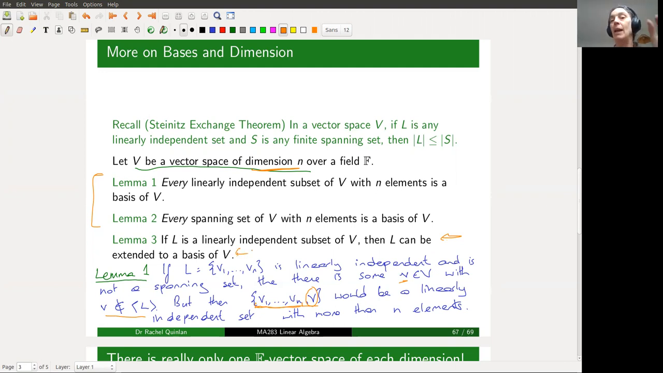So if L is a linearly independent subset, then L can be extended to a basis of V. And to see that, if L is not already a basis of V, then there's some element of V that's not a linear combination of the elements of L. Add that into L to make a bigger set. That's still linearly independent.